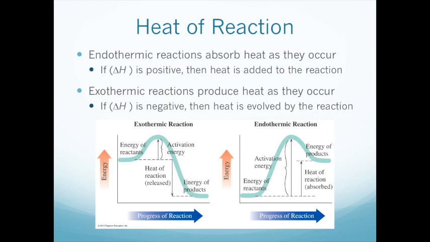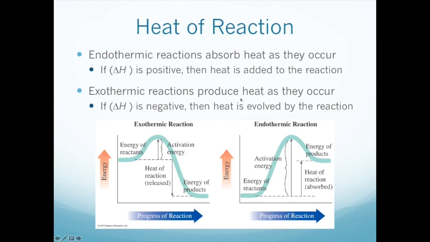You've probably seen this reaction diagram before. There are two types of heats of reaction. Endothermic reactions are reactions that absorb heat, and this means that delta H is positive. This is shown on the right. You have reactants which are at low energy, and then you add their activation energy. They react to form products which have a higher total energy than the reactants had. This difference is called the heat of reaction, which is absorbed.